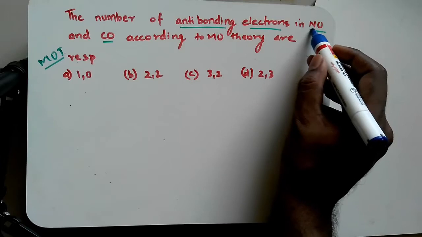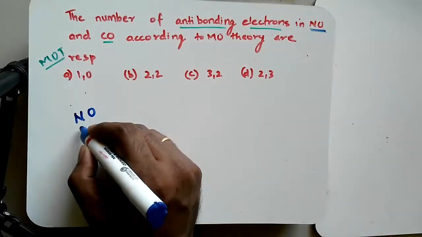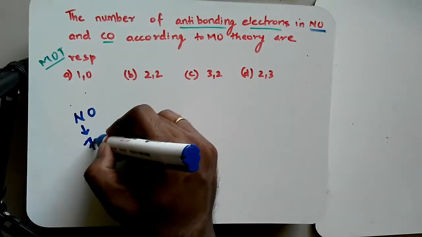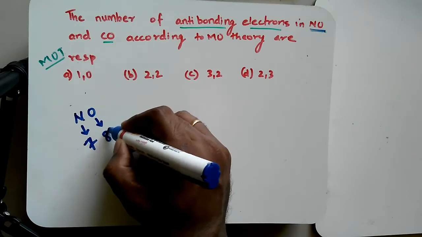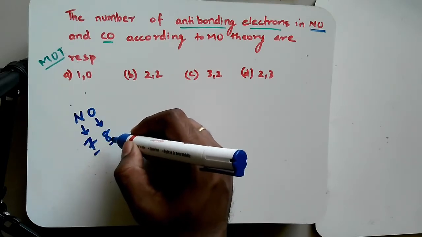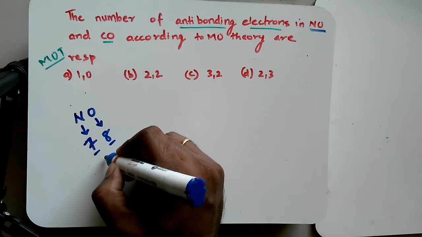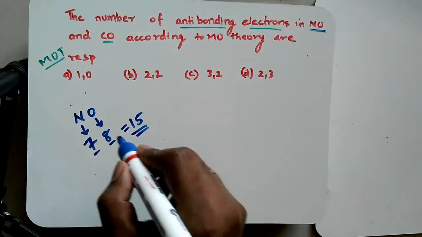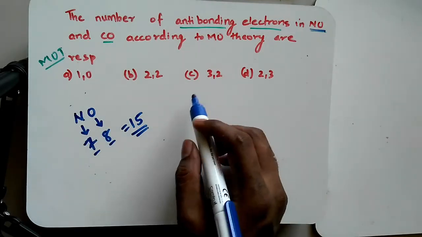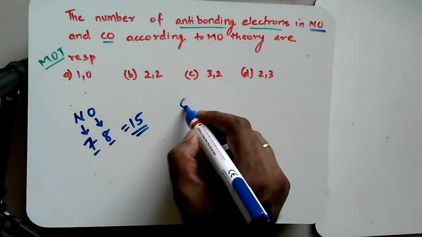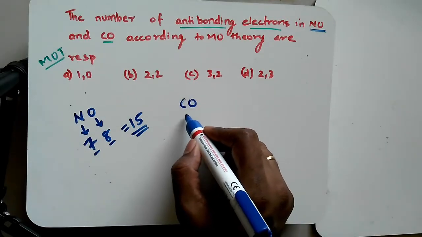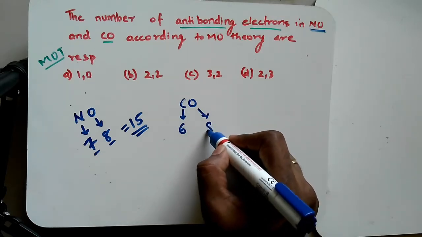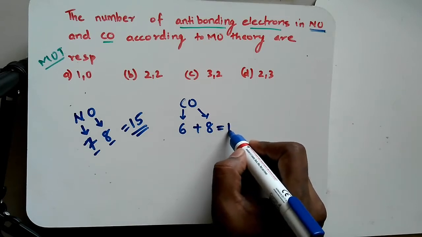The next thing is, for NO, nitrogen has 7 electrons and oxygen has 8 electrons. We are counting the total electrons, not the valence electrons. So 7 plus 8, when you add them, we get 15. So NO has 15 total electrons. And for carbon monoxide, carbon has 6 electrons in total and oxygen has 8, so 6 plus 8 will be 14.